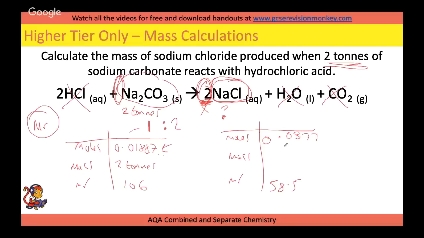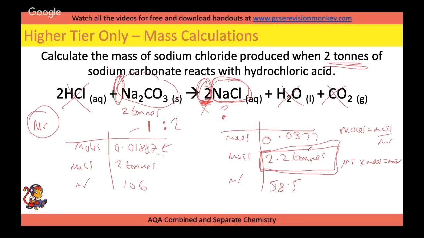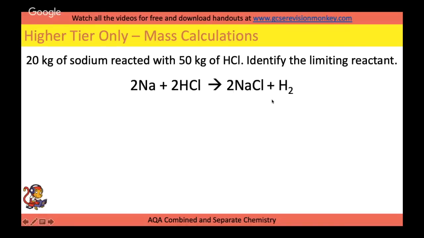0.0377 moles. And then we rearrange our formula, moles equals mass over MR. If we rearrange that to MR times moles equals mass, we know to multiply these two together to get our answer of 2.2 tons. Now you could have done it in grams and then converted it back into tons. That's fine as well.